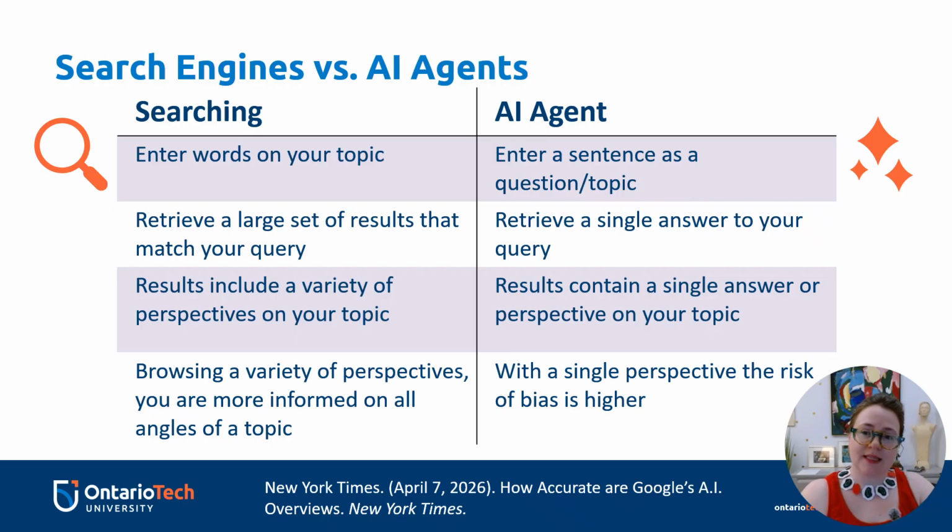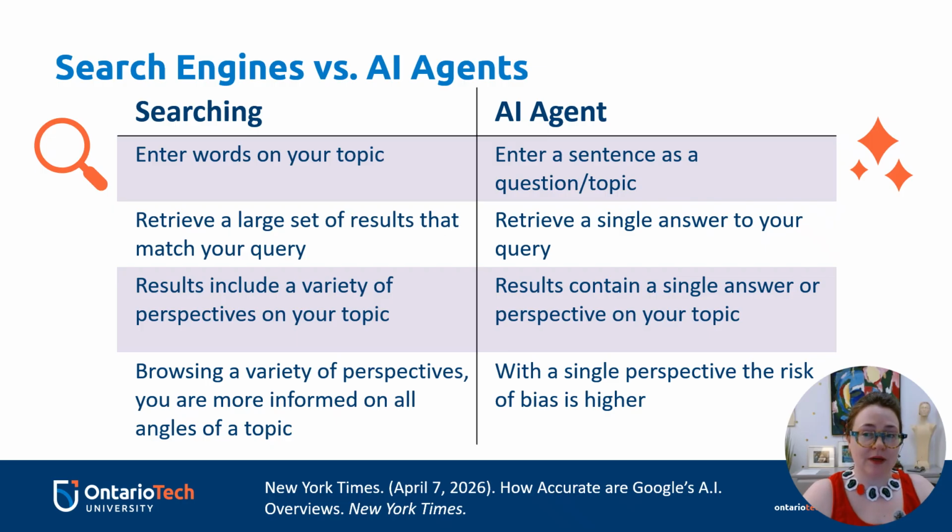Web search engines like Google, Bing, or DuckDuckGo are not the same as AI agents, but each of these search engines has AI agent integration. When you enter your search terms into a search engine, you are getting a list of results where the websites match all the terms you entered. Results will include a variety of perspectives on your topic.